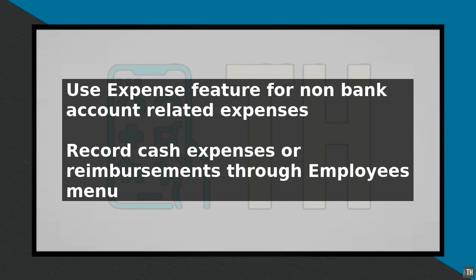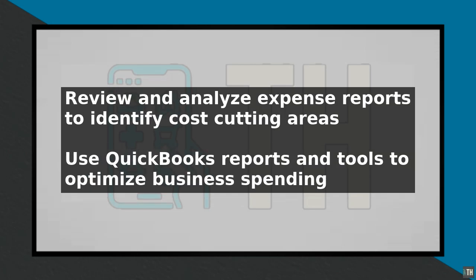In addition to these steps, it is a good practice to regularly review and analyze your expense reports to identify areas where you can cut costs and optimize your spending. QuickBooks provides a range of reports and tools to help you do this, including the Expense by Vendor Summary and the Expense by Account Detail reports.